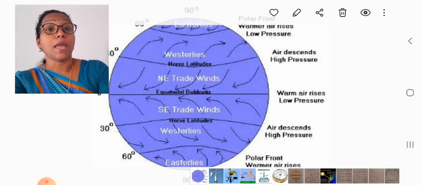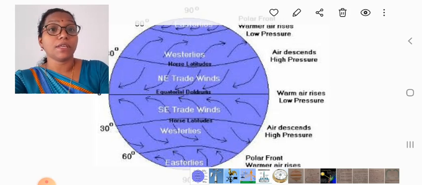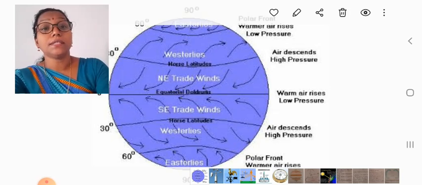Then students, the winds blowing from the subtropical high pressure regions to subpolar low pressure regions, they are called the westerlies. They are blowing from the western direction. That's why they are known as the westerlies.